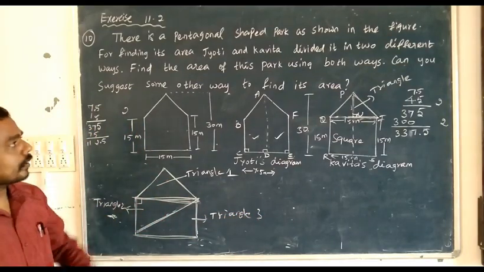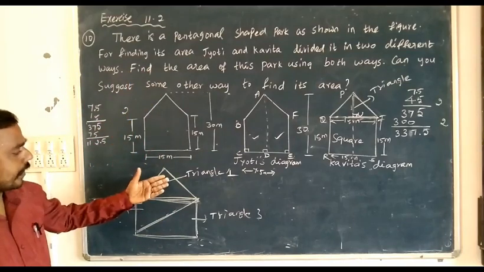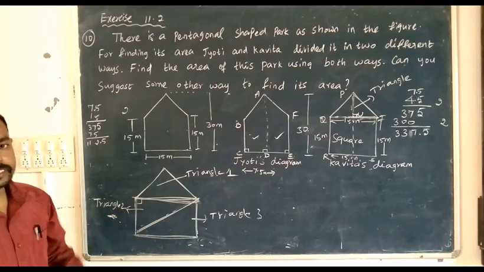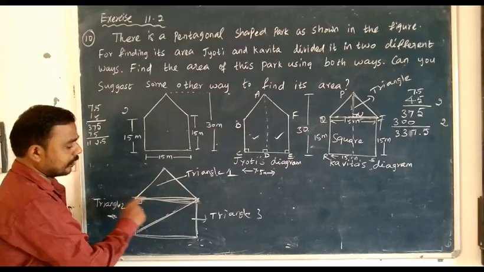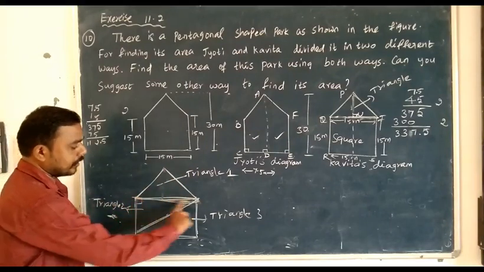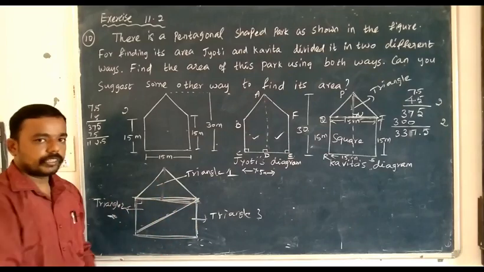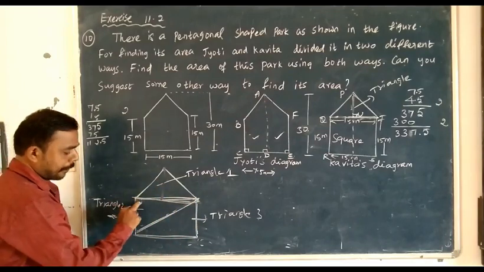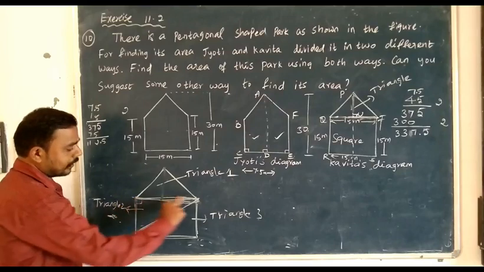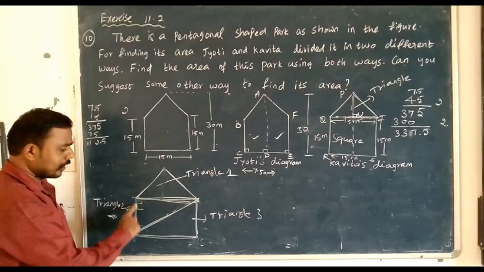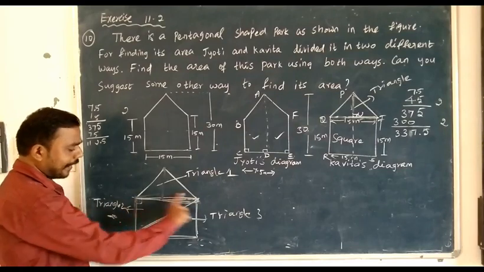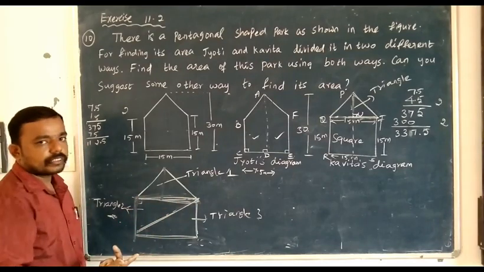So the area of the whole shape, area of the pentagon, equals area of triangle 1 plus triangle 2 plus triangle 3. For this you already know that the area of the triangle is written with base and height. Base is 15, height also 15. For this, a perpendicular symbol is given. In a right angle triangle, anyone can be the base. Suppose this is our base, this is the height: 1 by 2 base into height. Base 15, height also 15.